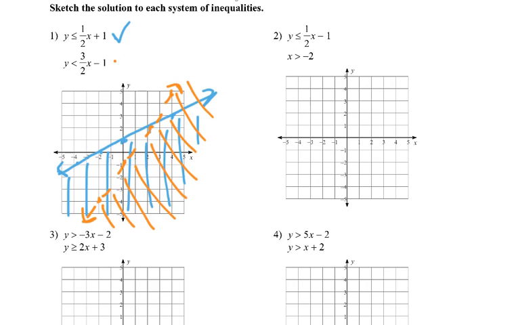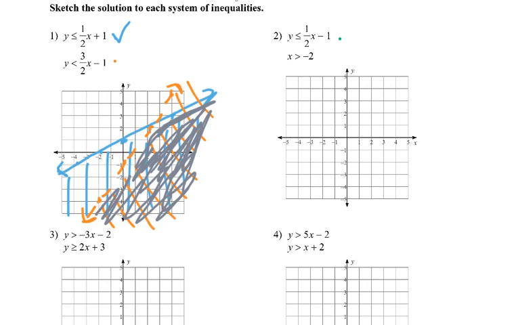And then I look, my answer is going to be the area where they're both shaded. So I'll shade this in a little darker, this zone right there. And that's what I'm looking for, that zone where they're both shaded. Okay, so that's all we do.